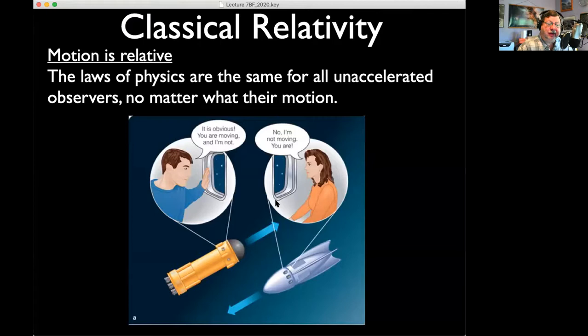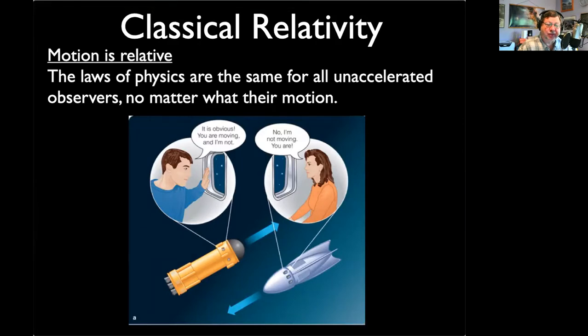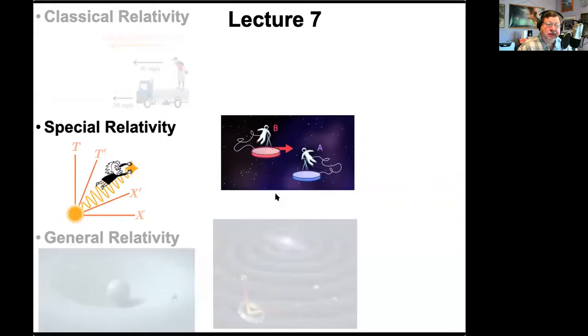And so in classical relativity, motion is relative. The laws of physics are the same for all unaccelerated observers, no matter what their motion. So you have two spaceships passing, and neither one can say which is stationary and which is moving because the motion is relative. So that's classical relativity. That's what we were born and raised with. Then you have Einstein, who started with special relativity.